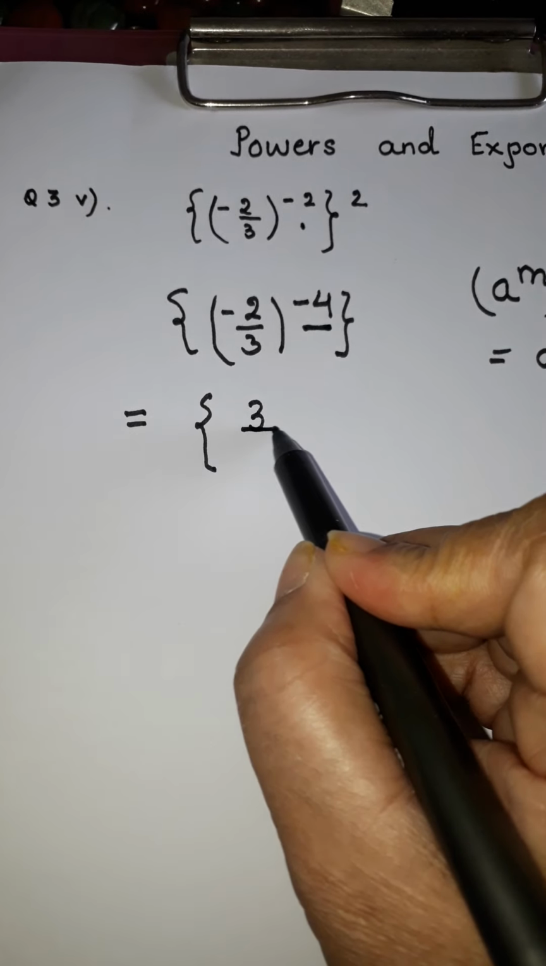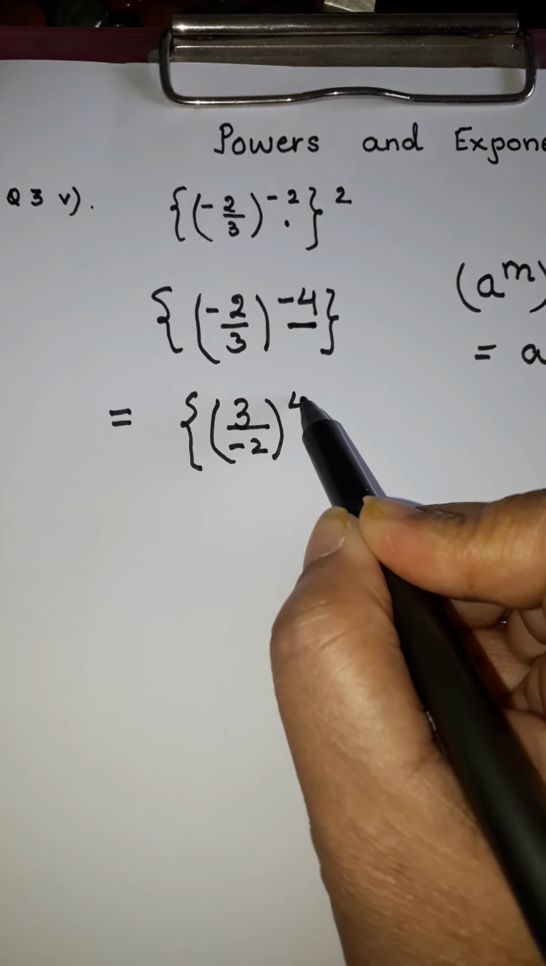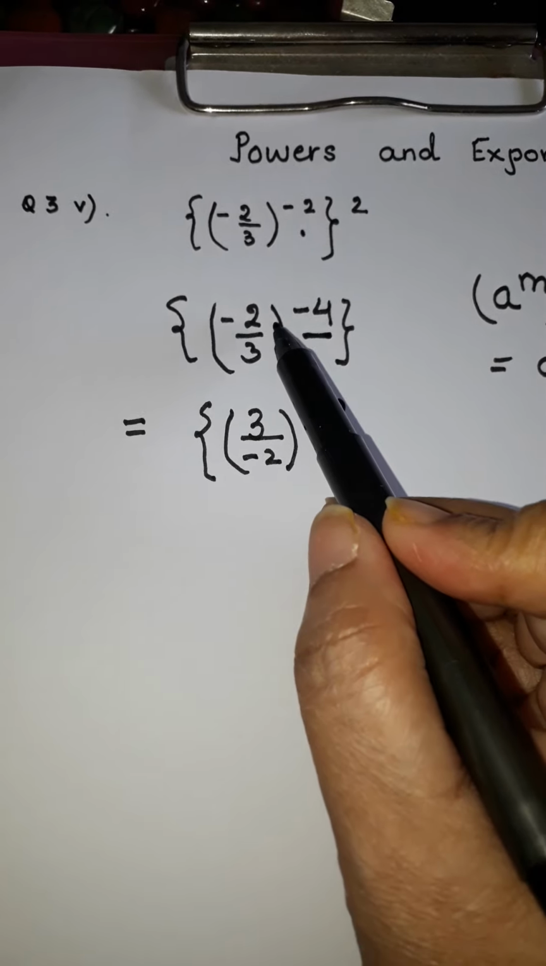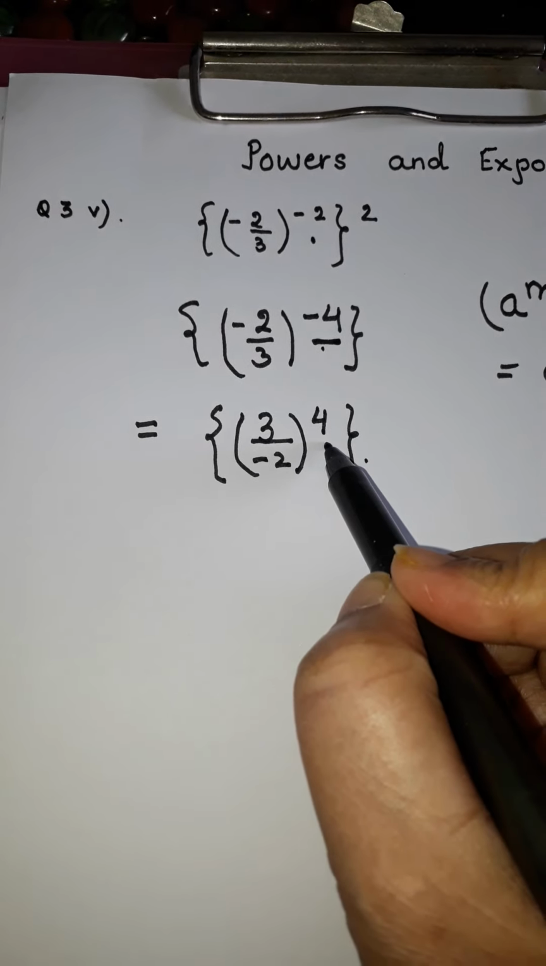So this can be written as (3/-2) raised to the power 4. That means the numbers are reciprocated and the power turns out to be positive.